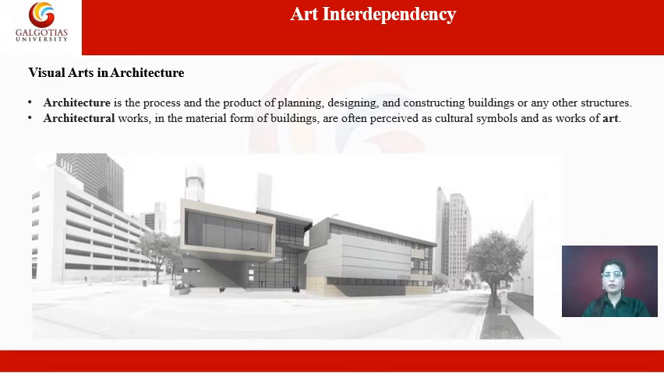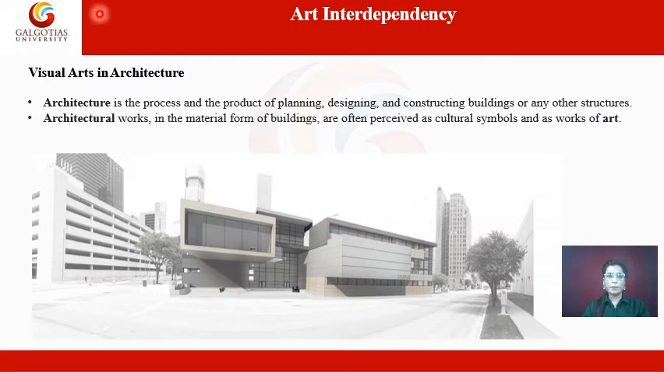Architectural work in the material form of buildings are often perceived as cultural symbols and as works of art. For example, materials form of building can be of RCC, which means reinforced cement concrete. Here you can see the glass. It can be any type of cladding like stone cladding, wooden cladding, and steel cladding, and different types of materials.